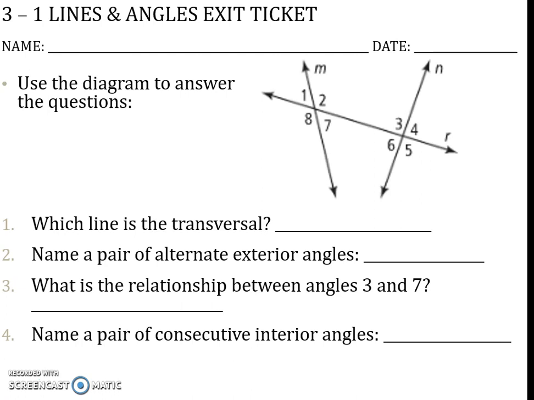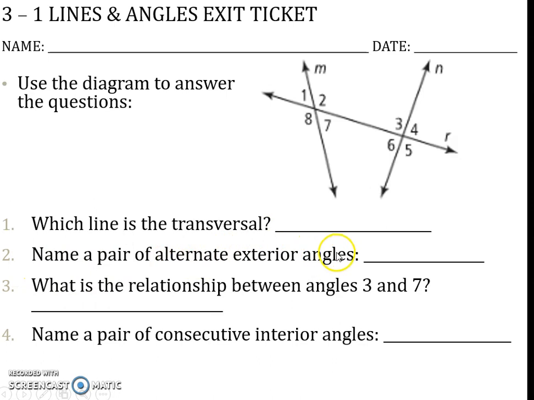So we're going to do this exit ticket. I want you to pause the video and do this exit ticket, and then I can collect it or check it in class. So I want you to use the diagram to answer the question. Which line is the transversal? You're going to write that. Name a pair of alternate exterior angles.